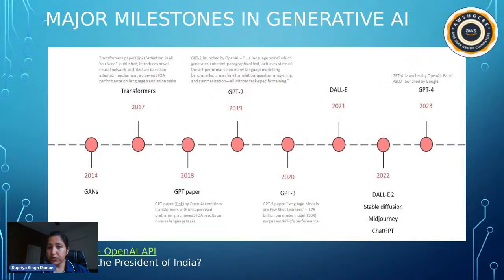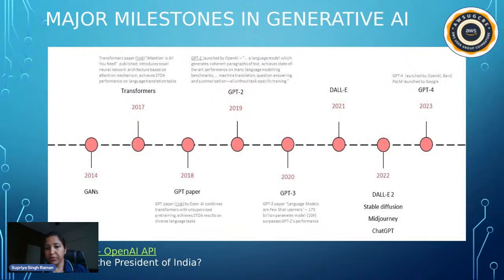Primarily, all the models we have today are based on the transformer, which was launched in 2017 by a Google paper called "Attention Is All You Need." We will talk about what attention is, but what I want to show you in this slide is that soon after the transformer, the GPT paper came, and then GPT-2, 3, and all the GPT models.